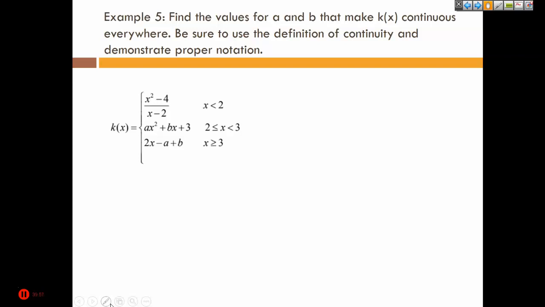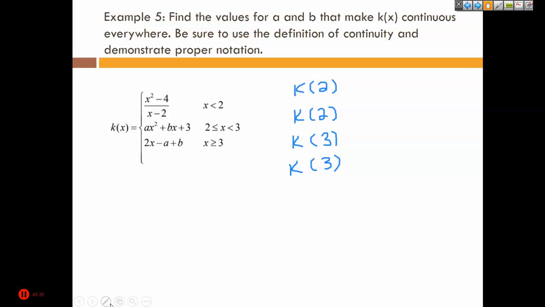All right, example 5. Find the values of a and b that make k of x continuous everywhere. Be sure to use the definition of continuity. All right, so we're back to continuity from the beginning of class. The definition of continuity says that the value must equal the limit. So I'm finding k of 2 for both functions and k of 3 for both functions. That's how I'm starting.